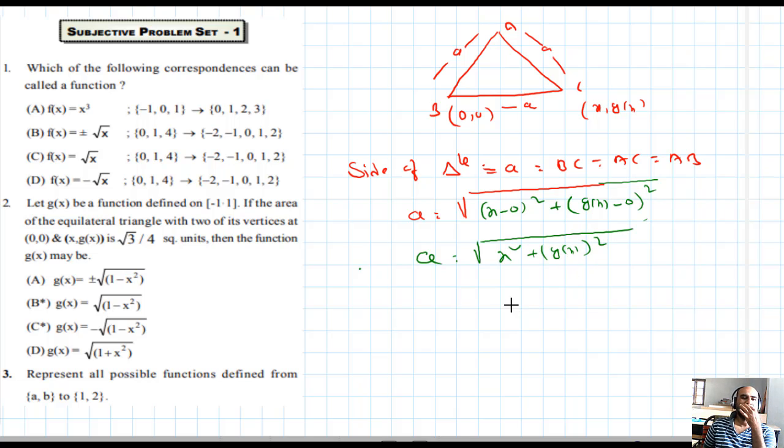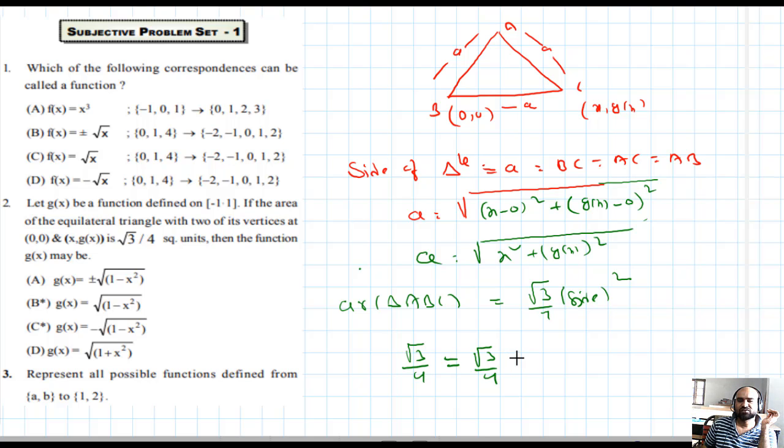This is the side. Now I want to find the area of the equilateral triangle. Area of triangle ABC equal to, actually what is the formula? Root 3 by 4 into side square. For any equilateral triangle, if the side is given as a, then its area is root 3 by 4 into a square. According to the problem, this is given as root 3 by 4. Root 3 by 4 equal to root 3 by 4 into a square, so root 3 by 4 gets cancelled. a square equal to 1.